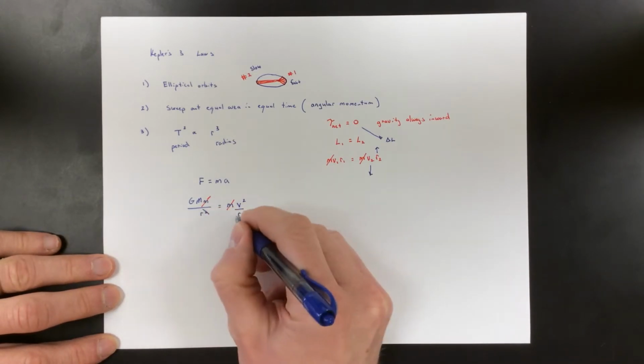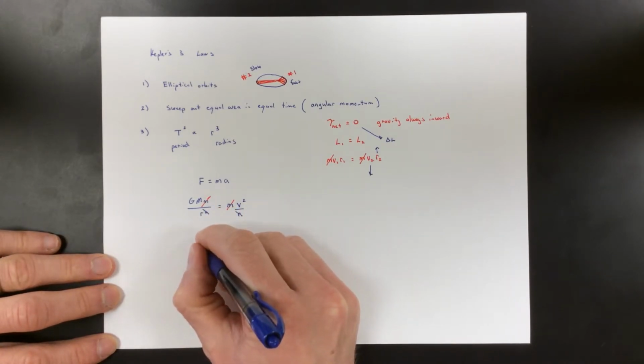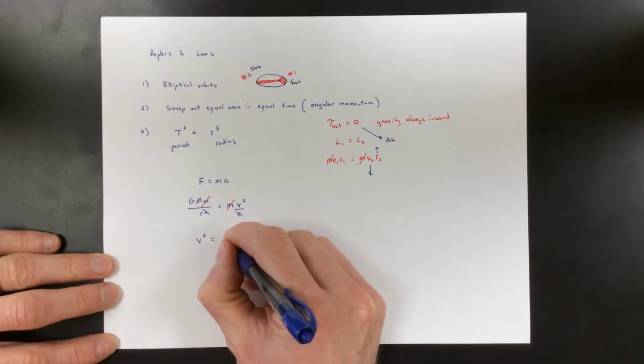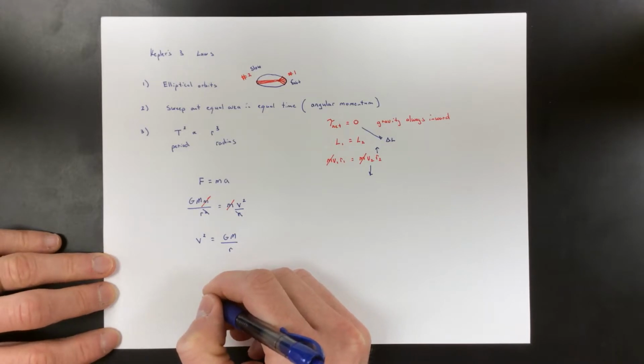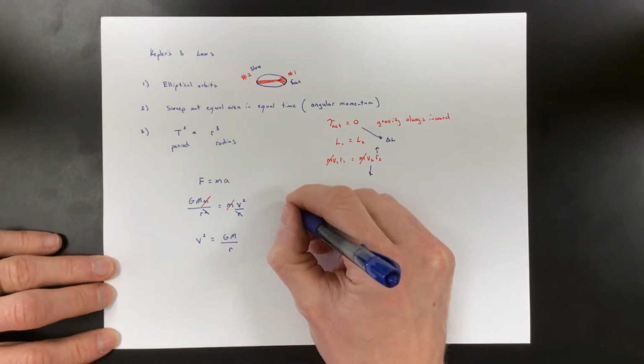We can also then get rid of that and get rid of that. And we can solve for v squared. So then v squared is going to be GM over r, okay? And then I can say, well, what do I know about the period?